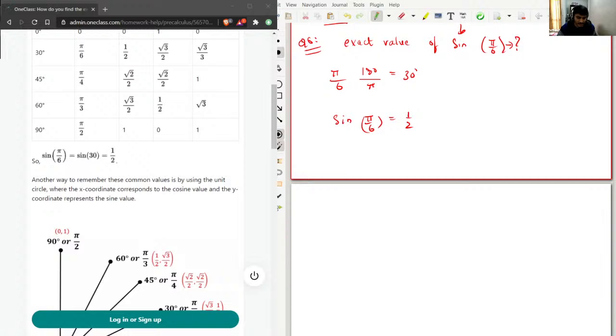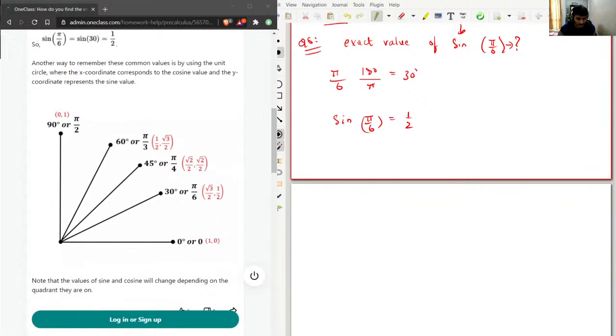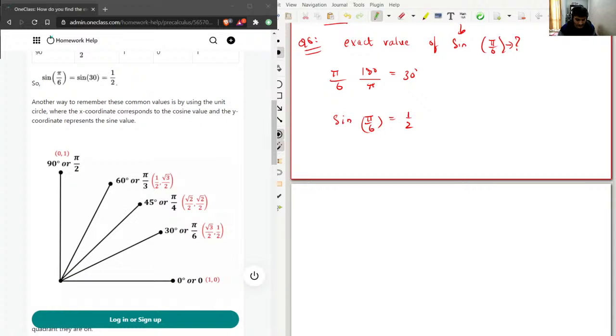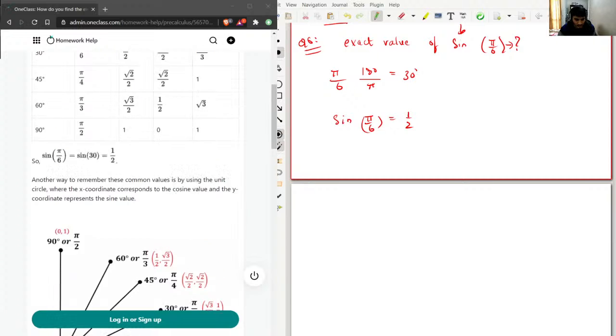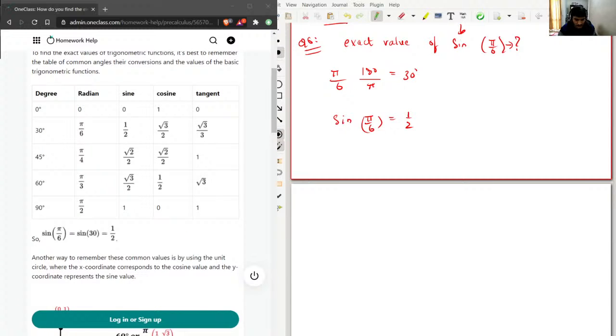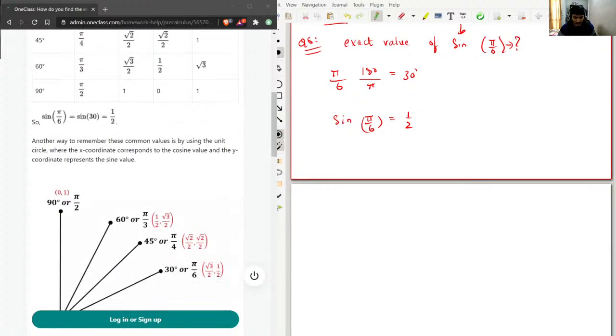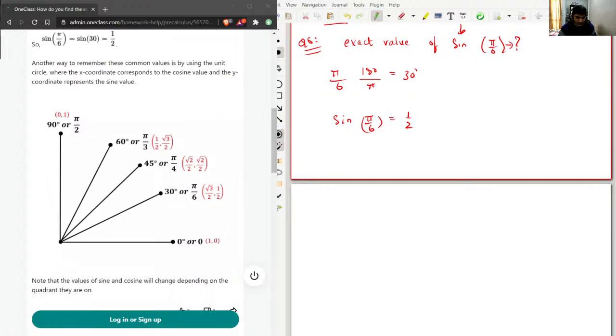And yeah, obviously we always have a calculator to calculate the ratios of sine or cosine or trigonometric ratios for any angle. But yeah, it is good practice to remember these basic values. These are only a few values, and you can remember them.